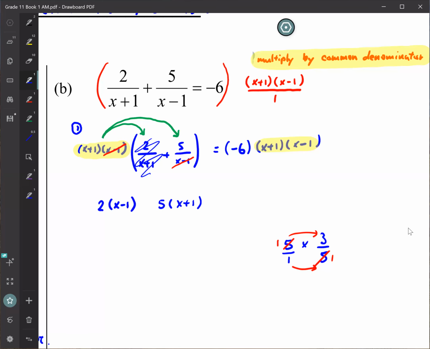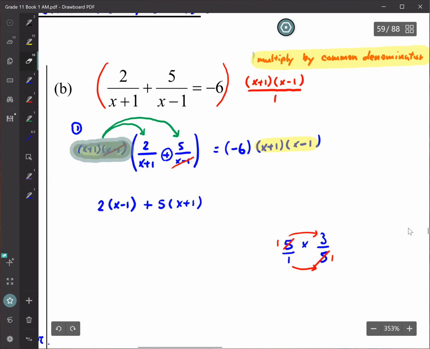Okay, so the common denominator, when you multiply in, it cancels out each of the denominators. But of course, you will be left with different parts. And don't forget in the middle, because the question has a plus, you need to have a plus. It's not everything multiplying together.